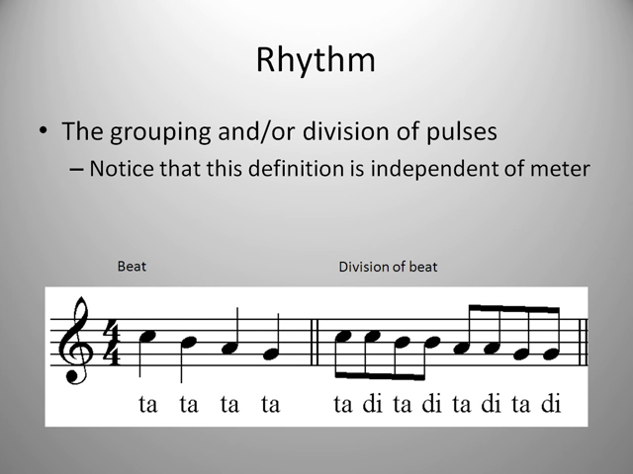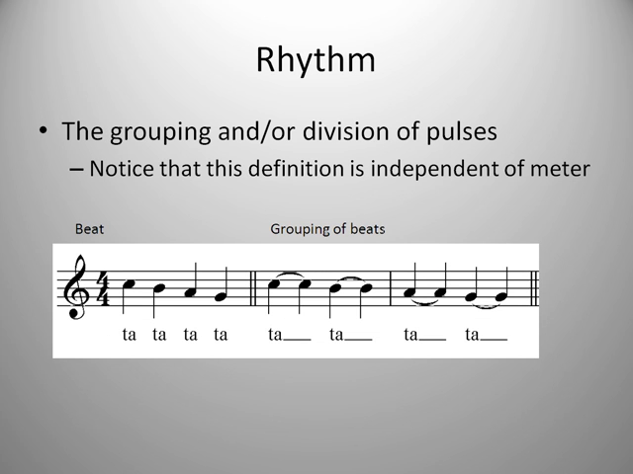We can divide those pulses in half, resulting in eighth notes. This is just simple fractions. Half of a quarter is an eighth. We would count this passage as ta-dee, ta-dee, ta-dee, ta-dee. The syllable ta marks the pulse, and the syllable dee indicates the division of that pulse.